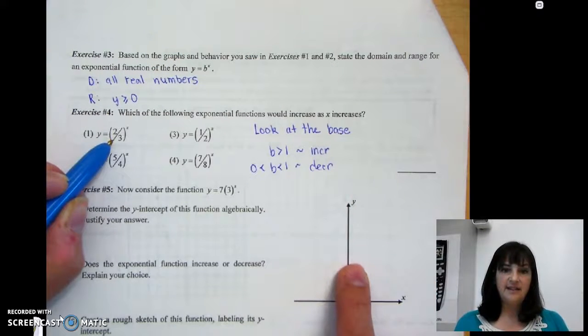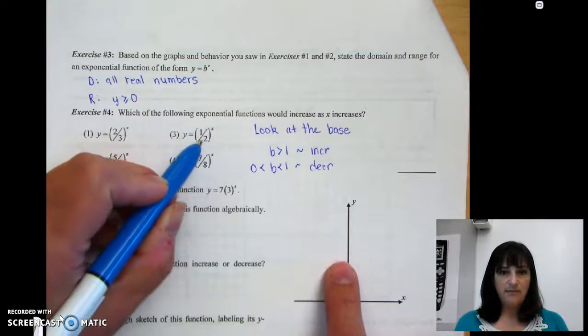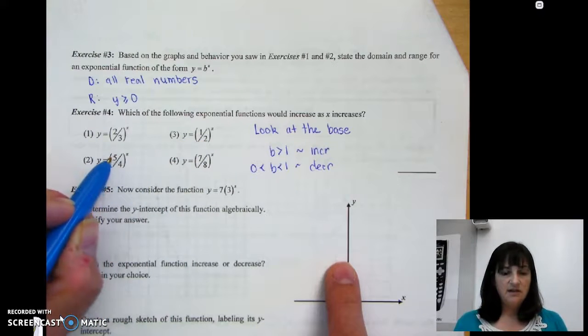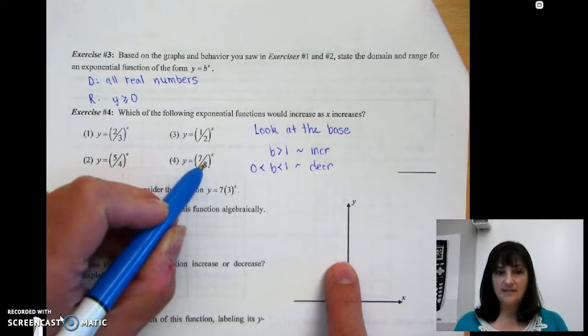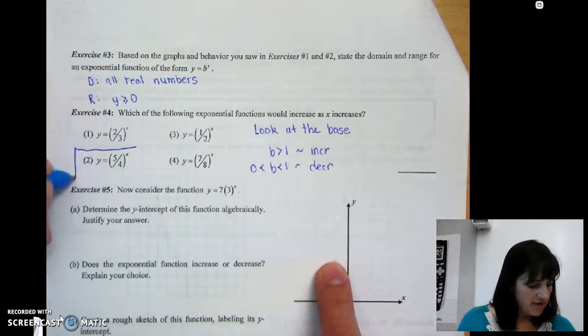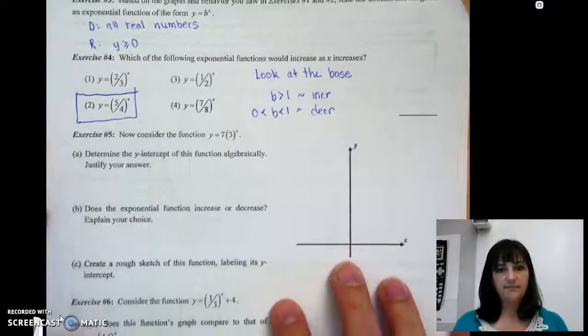So I can see that this function has a base that's less than 1. This function has a base that's less than 1. This function has a base that's greater than 1. This function has a base that's less than 1. So the function that will be increasing is y equals 5/4 to the x.